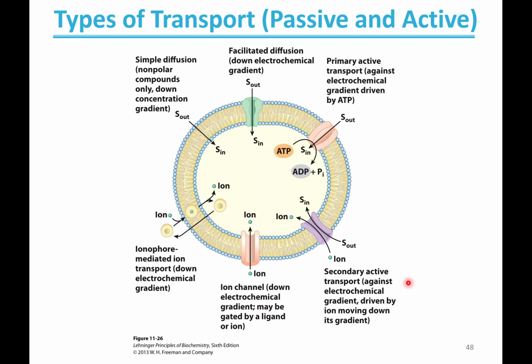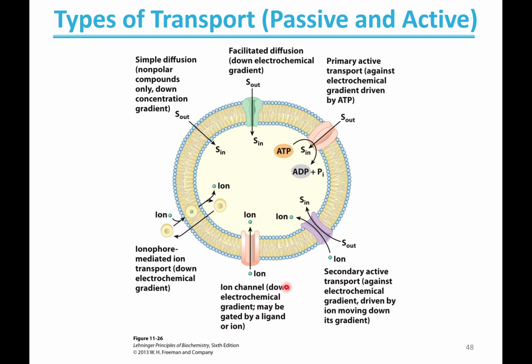Secondary active transport, again, you're moving S against an electrochemical gradient, but that's driven by some other molecule or ion moving down its electrochemical gradient. In this example, this ion will be in much higher concentration outside of the cell, so there'll be an electromotive force to move it to the inside. You're coupling the energy of this spontaneous movement of that ion with the non-spontaneous movement of your substrate going from a low concentration into a higher concentration.